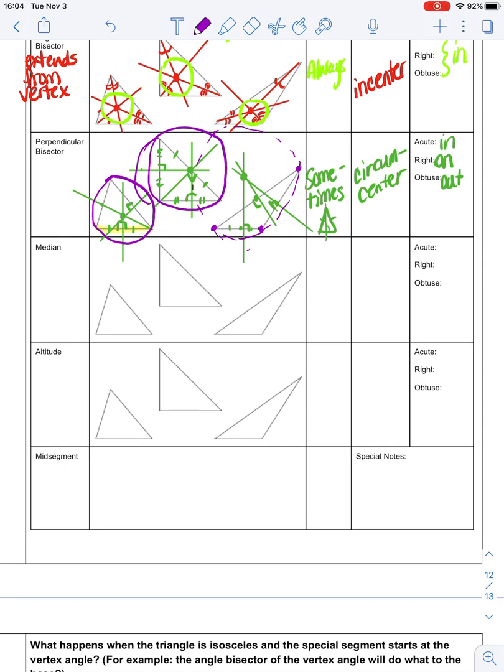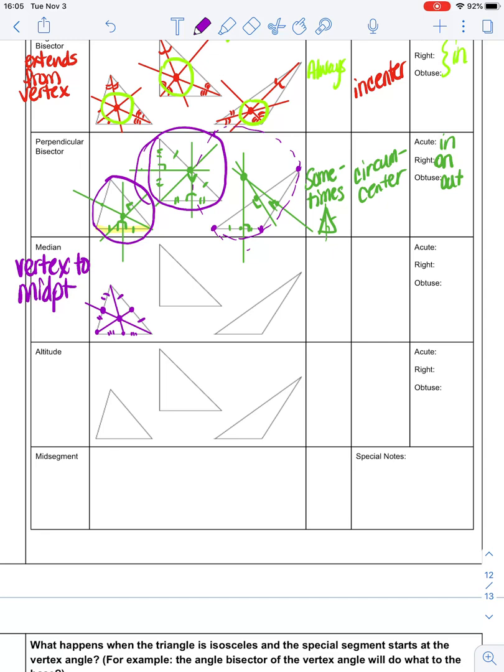A median. So a median is new. The rest of them you've kind of heard of before, but the median goes from the vertex to the midpoint. That's the important thing to remember. So it goes from the vertex to the midpoint, and the midpoint cuts that side in half. It's different from the perpendicular bisector. The perpendicular bisector cuts it in half at a right angle, but it doesn't necessarily pass through the vertex. The median has to pass through the vertex, and it goes through the midpoint of the opposite side. And I'm just kind of eyeballing where the midpoint will be.